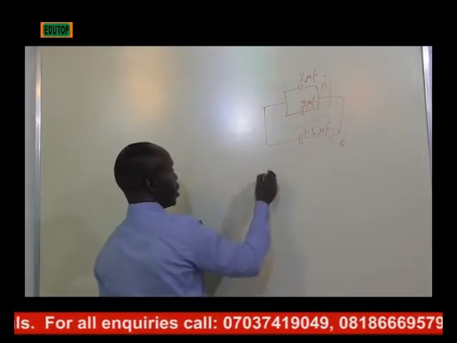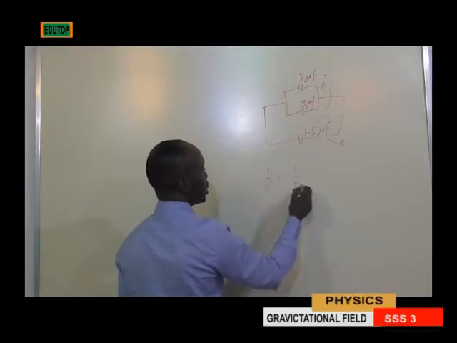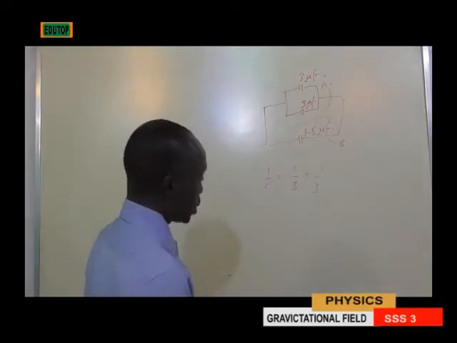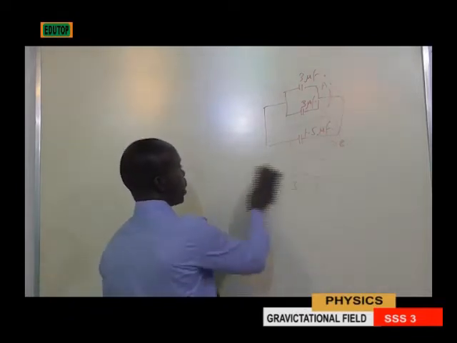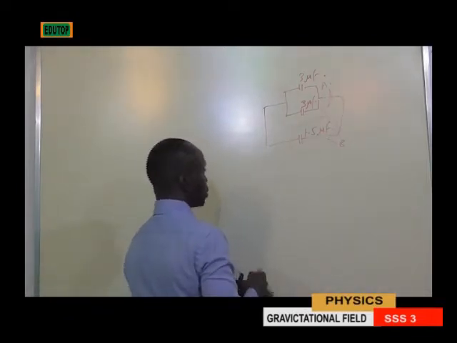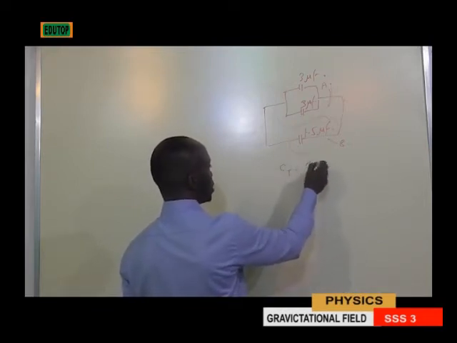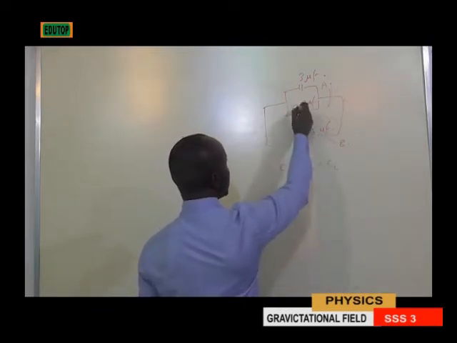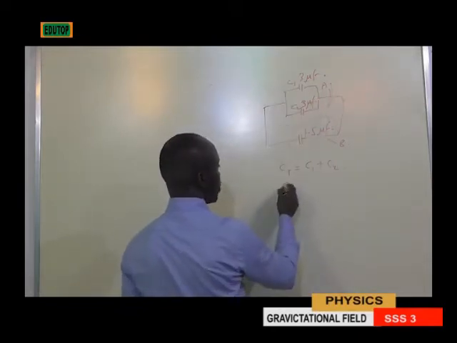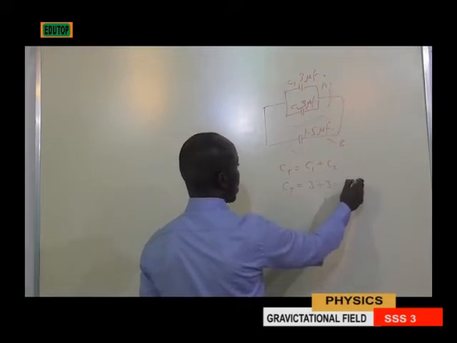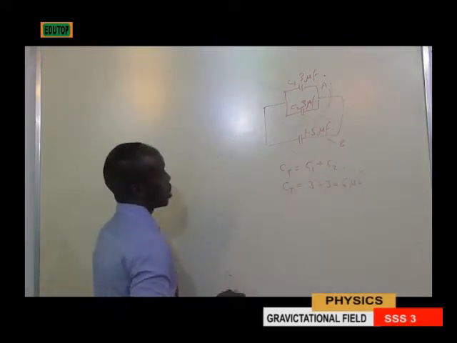So for section A now, 1 over C equals 1 over 3 plus 1 over 3. Why? Are we permitted to do that? No. Why? Because this is a parallel connection. For parallel connection, you are permitted to add your C total as C1 plus C2. This is C2, this is C1. So from there, my C total will become 3 plus 3. That's 6 microfarad. You understand?